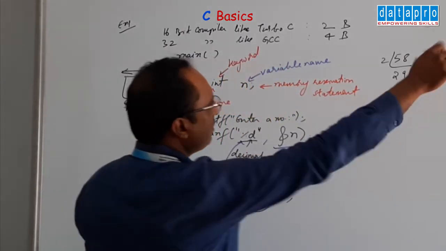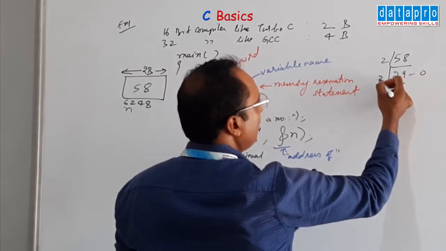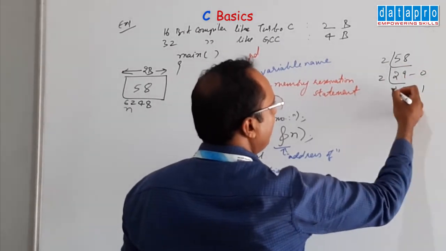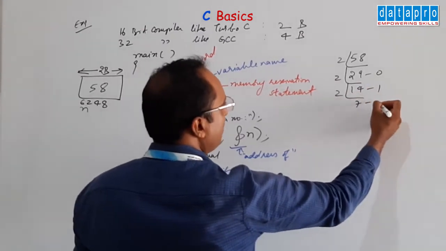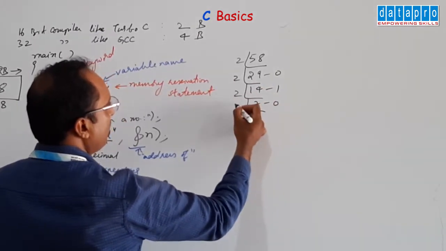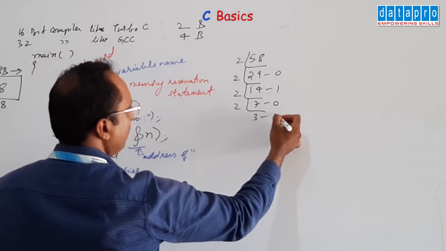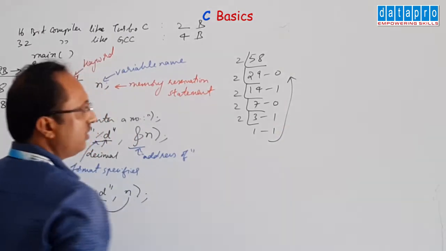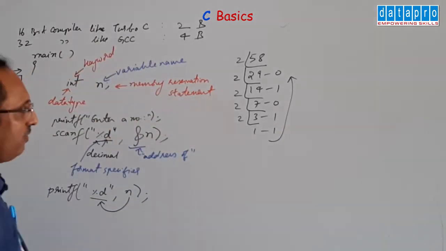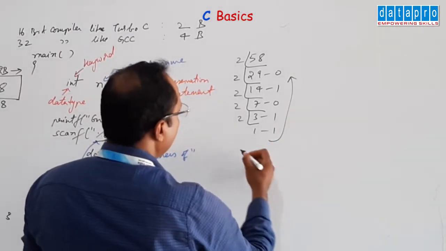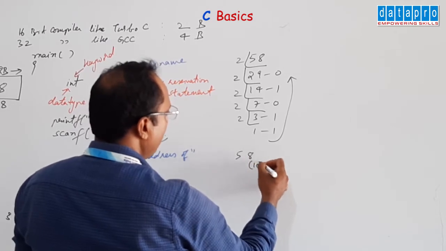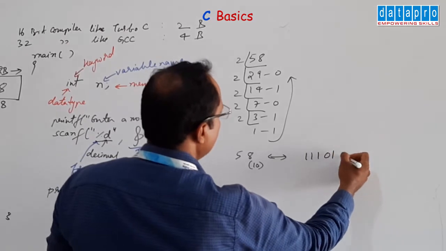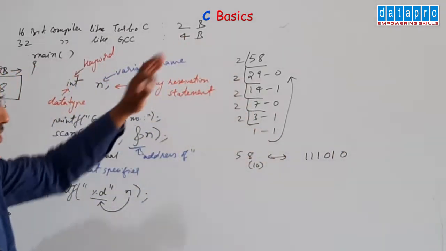Okay, 58. So the remainder would be 0. Then 14 times 2 is 28, remainder 1. 7 times, remainder 0. Then 3 times, remainder 1. Then 1 time, remainder 1. You know that we write the values in reverse order. So this is the decimal value, base 10. Its equivalent binary is 111010. This is the binary equivalent of the number 58.